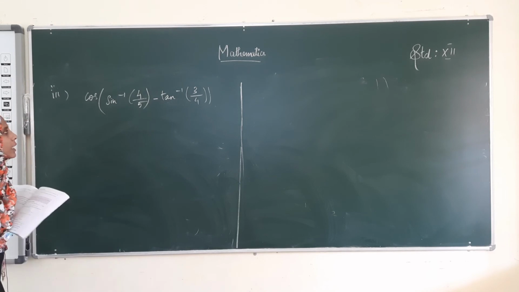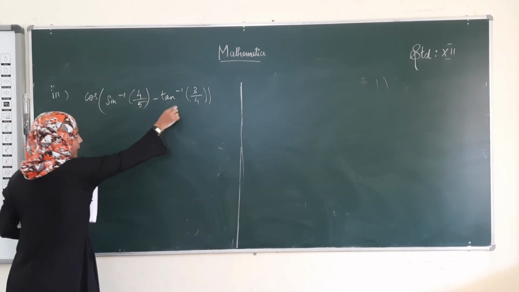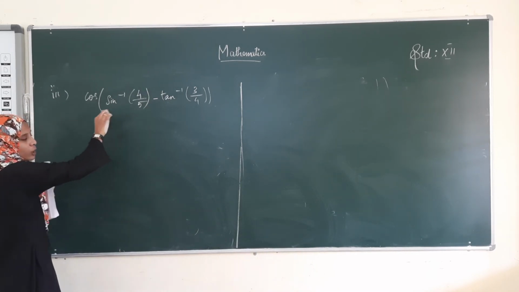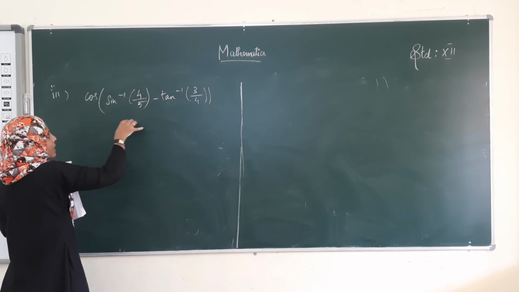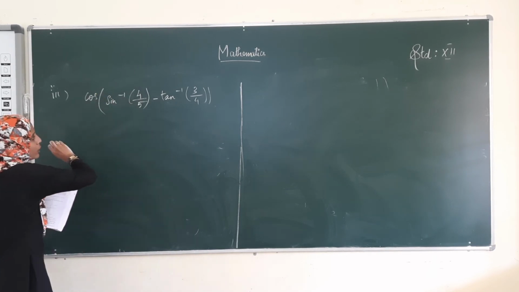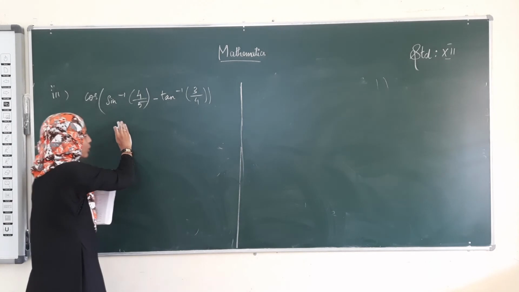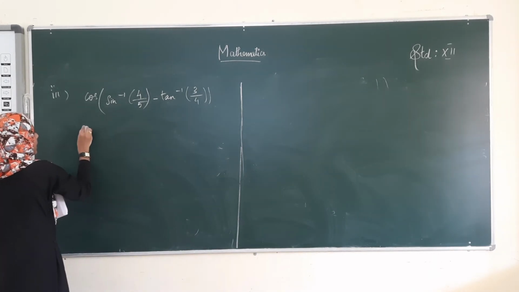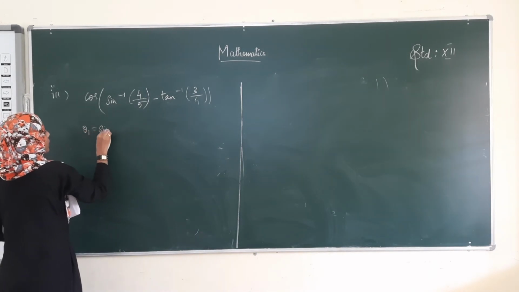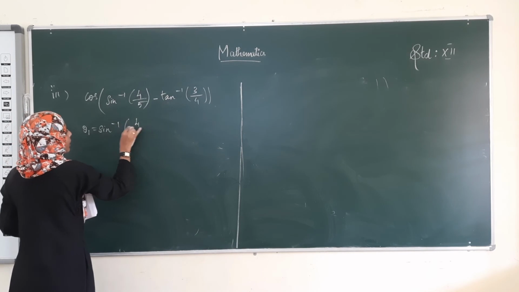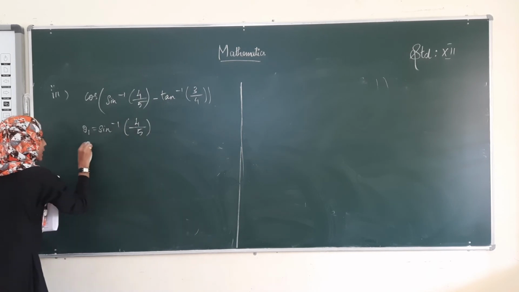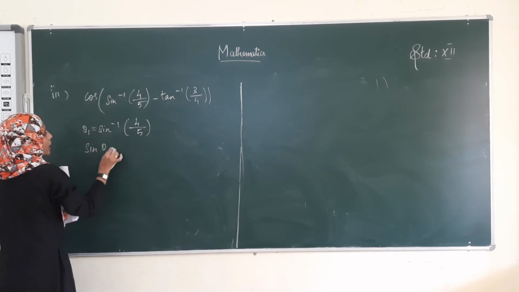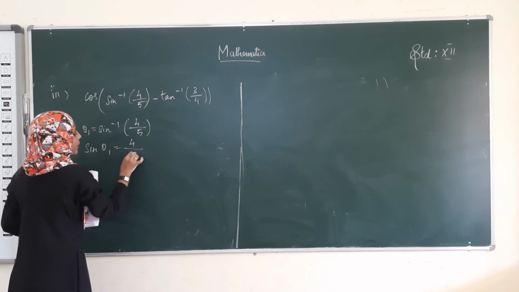Here we have tan inverse and here we have sin inverse. So what we are going to do? We are going to change the sin inverse to tan inverse, then you can use the formula tan inverse of A minus tan inverse of B. So let us take theta 1 is equal to sin inverse of 4 divided by 5. Then sin of theta 1 becomes 4 divided by 5.